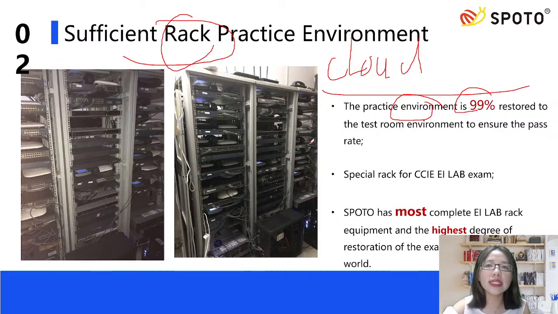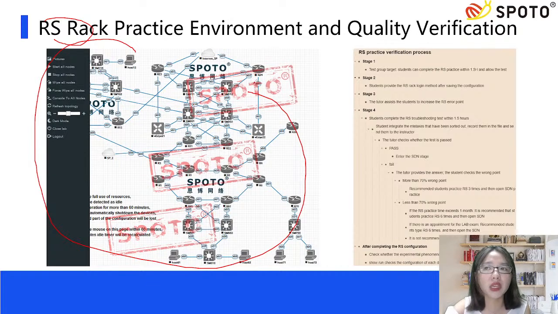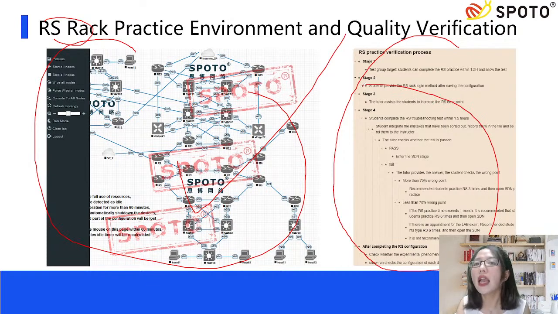Our practice environment will separate routing and switching, SDN, and programming, and finally have a fusion experiment. What you see is our routing and switching practice environment. Everyone will get a unique rack practice permission, and when you complete routing and switching practice, we will help you verify your overall practice quality and tell you where there are deficiencies to improve.